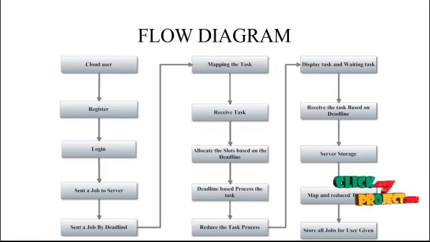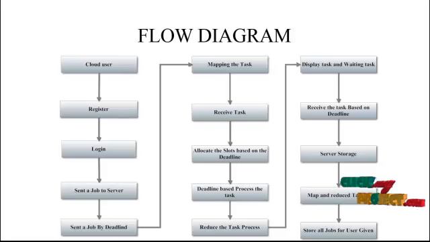First, the cloud user. The cloud user is registered into the cloud storage and logs into the cloud server. The registration data is stored in the cloud server, and next the user sends the job to the server. The job is the user files uploaded to the server, and next the job is sent by deadline. The deadline is based on the user-given time. The time period is given for the specific job and the data uploaded to the data server.